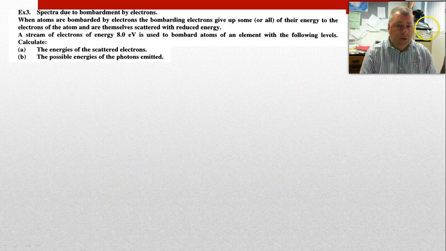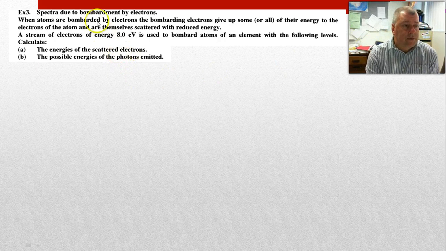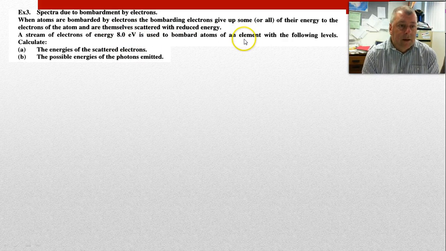So let's walk our way through a couple of examples. So in this case we've got an atom and it's being bombarded by electrons. The bombarding electrons give up some or all of their energy to the electrons of the atom and are therefore themselves scattered with reduced energy. In this case we've got a beam of electrons with an energy of 8 electron volts, and we're not told what element it is, but we're given a diagram, and we want to calculate the energies of the scattered electrons and the possible energies of the photons emitted.